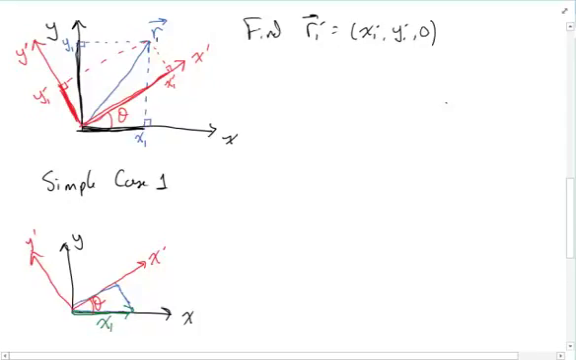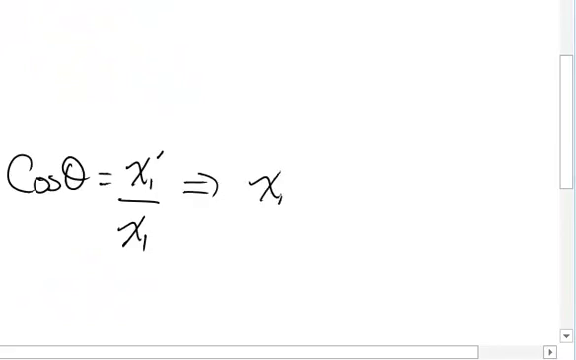This hypotenuse is the length x1. Then my x1 prime component is simply this leg of the triangle right here, which is the side that is adjacent to the angle. So since it's adjacent, I know that the cosine of theta is going to be x1 prime, that's the coordinate or the component along that axis, divided by this vector right here, x1. And from this, I get that x1 prime is equal to x1 cosine theta.